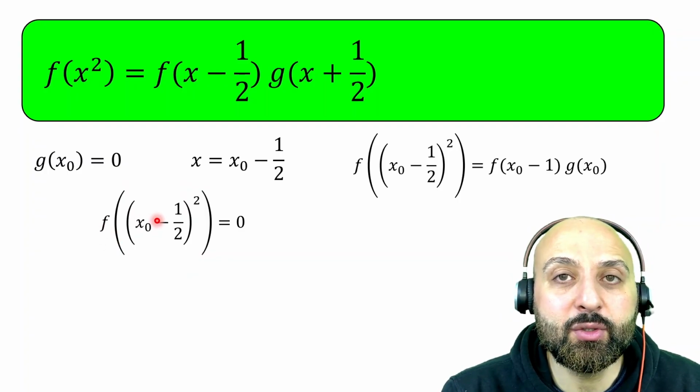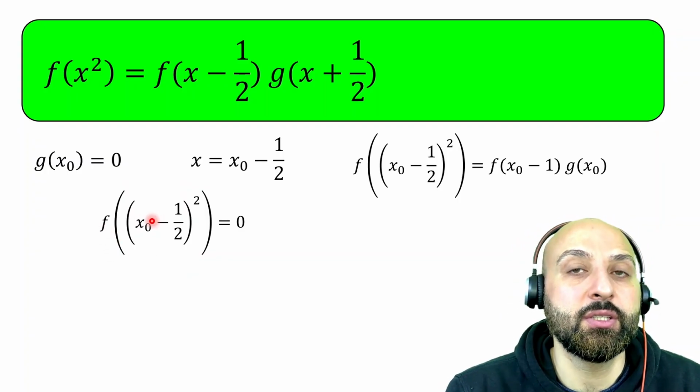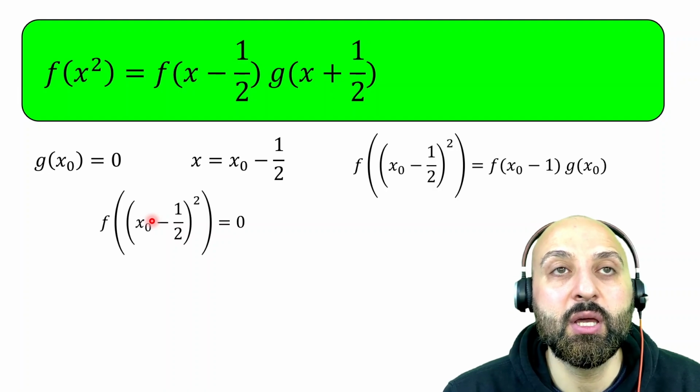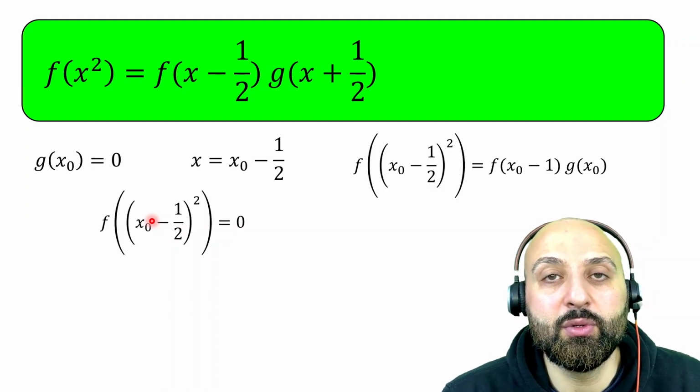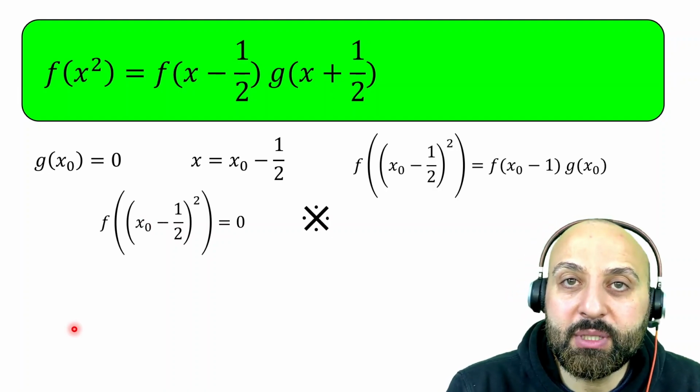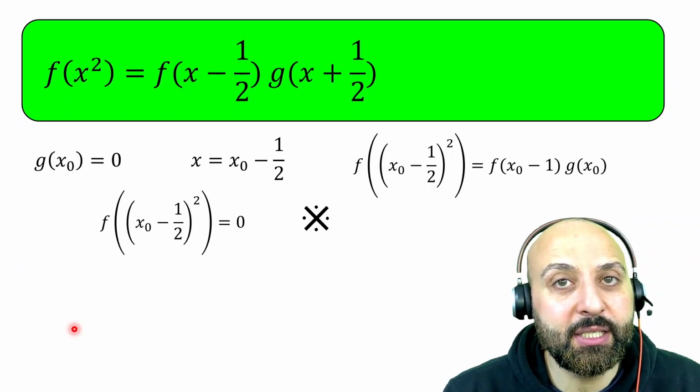And if f(x) has a root, we already mentioned that this is a contradiction, because if f(x) has a root, it means that it must have an infinite number of roots, and that is not possible. Therefore, it means that g(x) also cannot have any real roots.